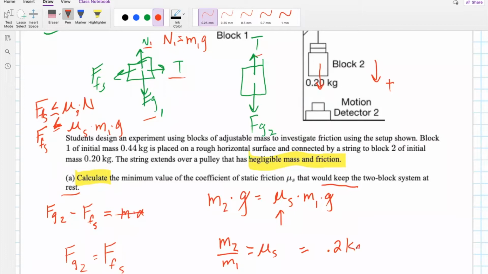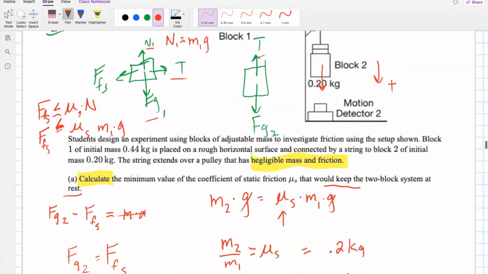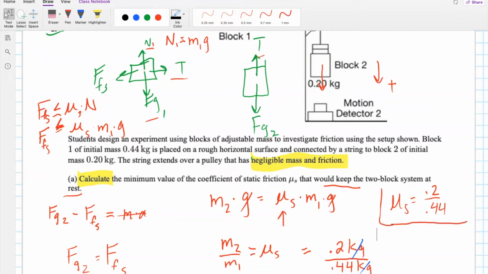That's going to be 0.2 kilograms divided by 0.44 kilograms. This should be a dimensionless number. Kilograms divided by kilograms cancel. And we go ahead and find that the coefficient of static friction is going to be given by 0.2 over 0.44. At the end of the day, you don't have to clean this up on the AP exam. You can leave it at this. If you wish to reduce it, you can leave it as 0.1 over 0.22.